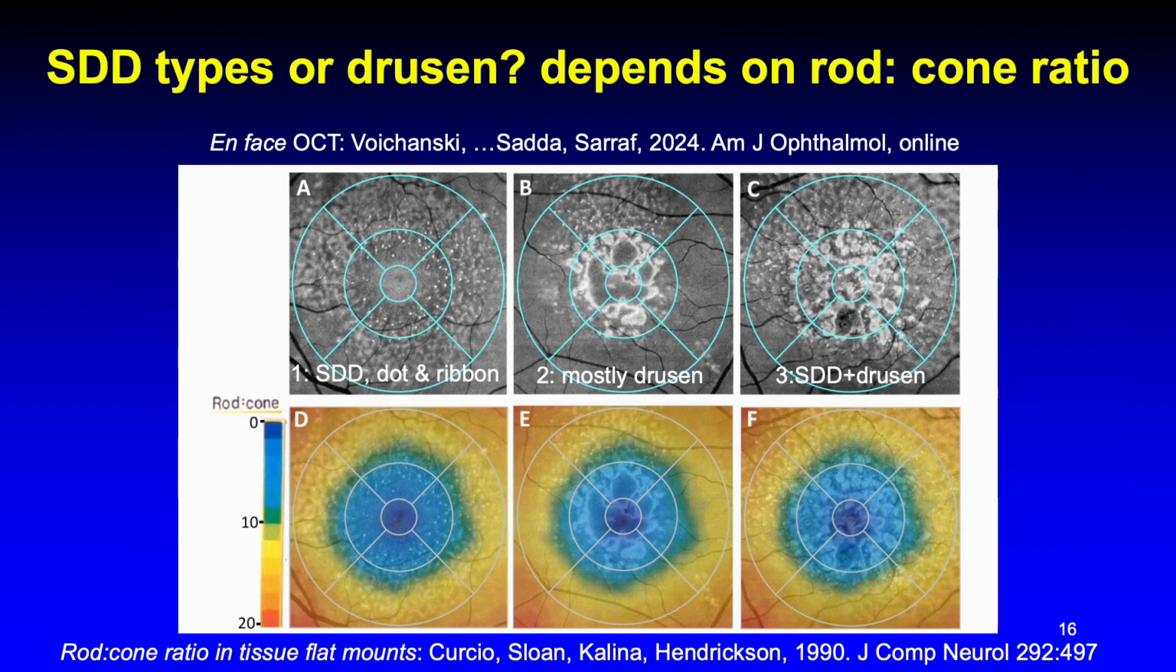Clinical imaging has revealed clearly this relationship of deposits to the rods and the cones. En face OCT of these 3 patients shows that the type of deposit depends on the local rod-cone ratio, which is shown in color below. Drusen form under the fovea, where cones are numerous, and SDD in the solitary dot morphology form where rod-cone ratio is low, and SDD in the ribbon morphology form where the rod-cone ratio is high.